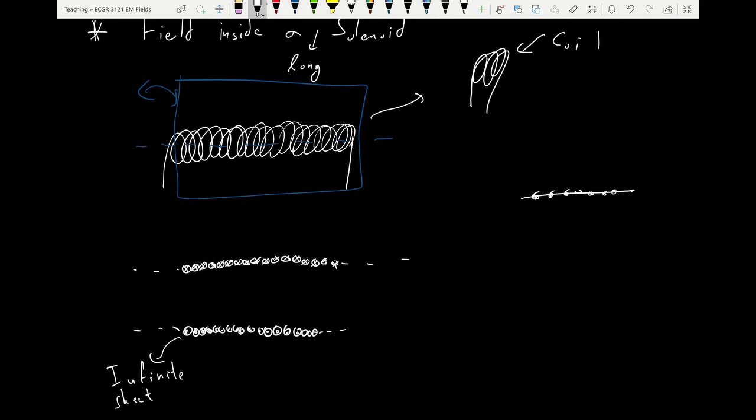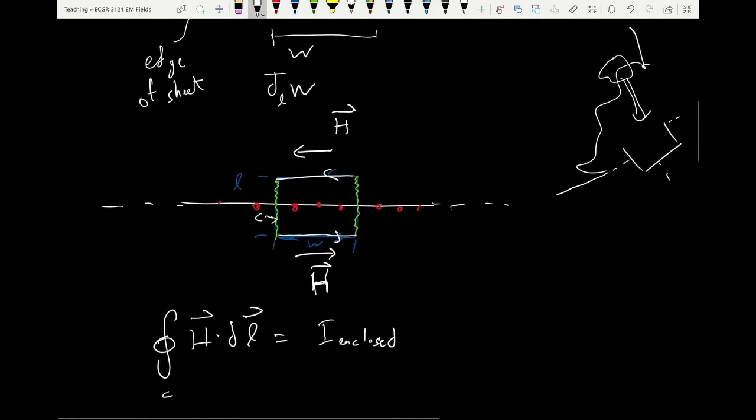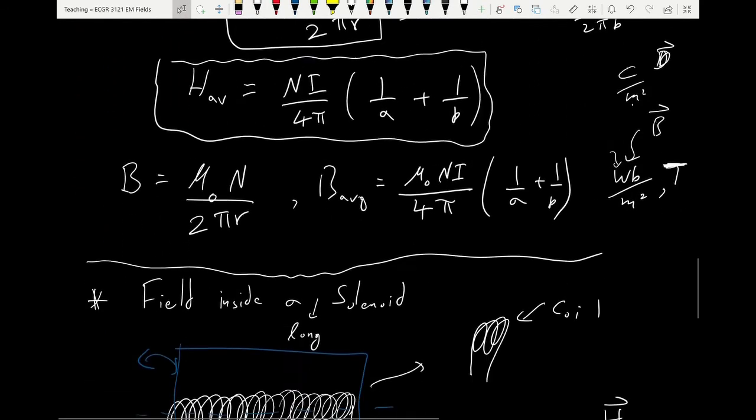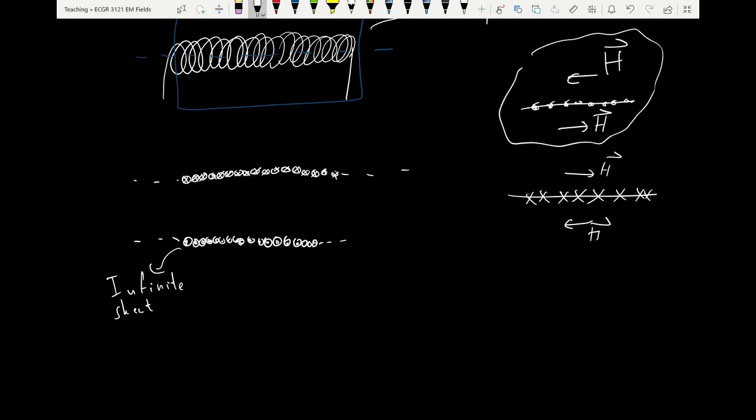Remember when we discussed an infinite sheet with the current going out of the sheet towards us, we said that the fields look like this. Above the sheet, the H field is going to go in this direction. Below the sheet, the field is going to go in this direction. What about the situation where the current is flowing into the sheet? Again, using the direction from the Biot-Savart law, we deduce that the field under this kind of sheet has H that goes in this direction, and above it has H that goes in this direction. So this is case 1 and this is case 2.